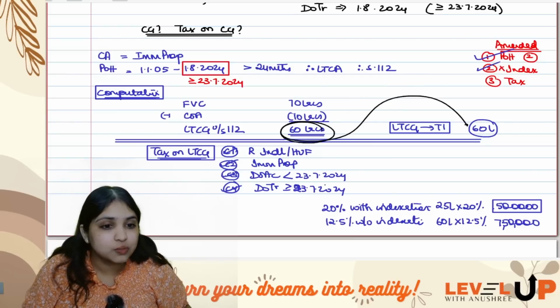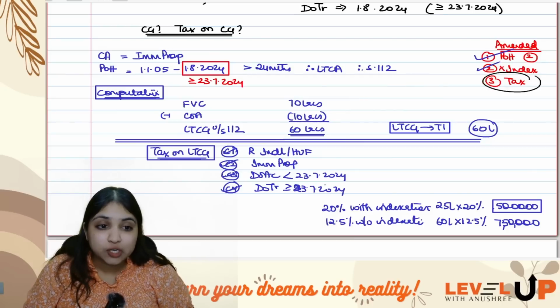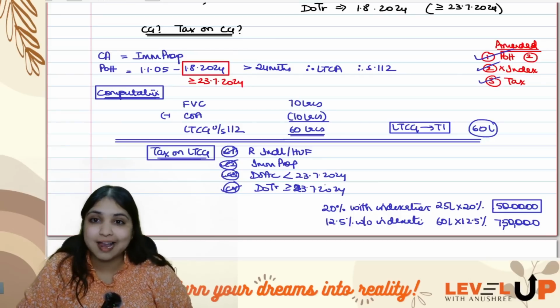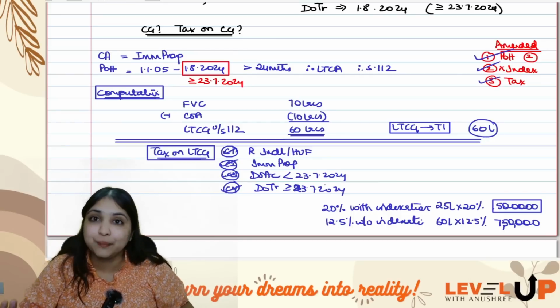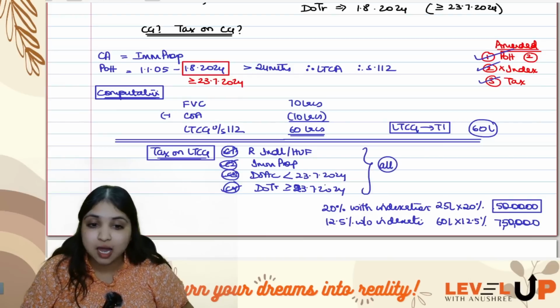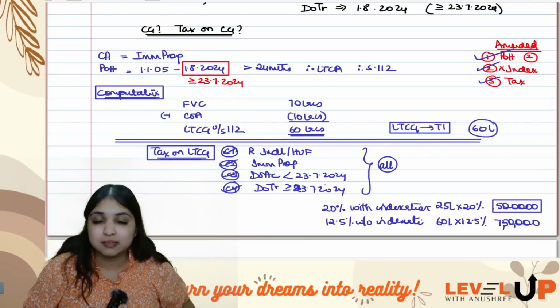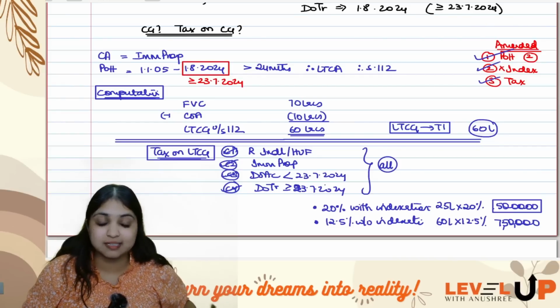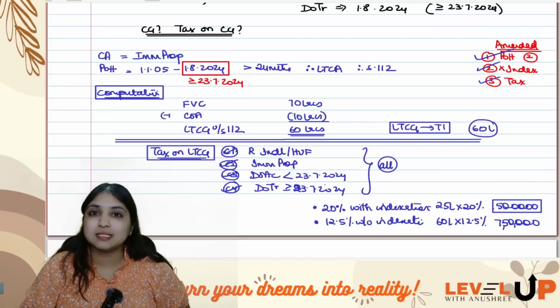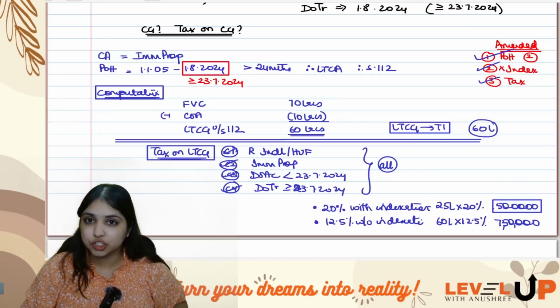So 60 lakhs is what will form part of your income. But when you're doing tax calculation, as per the new provision, section 112, the tax rate is 12.5%. However, if all these 4 conditions are fulfilled, then the tax rate will be 20% with indexation or 12.5% without indexation, whichever is lesser. Here 5 lakh is lesser. This is what my assessee will pay on this LTCG.